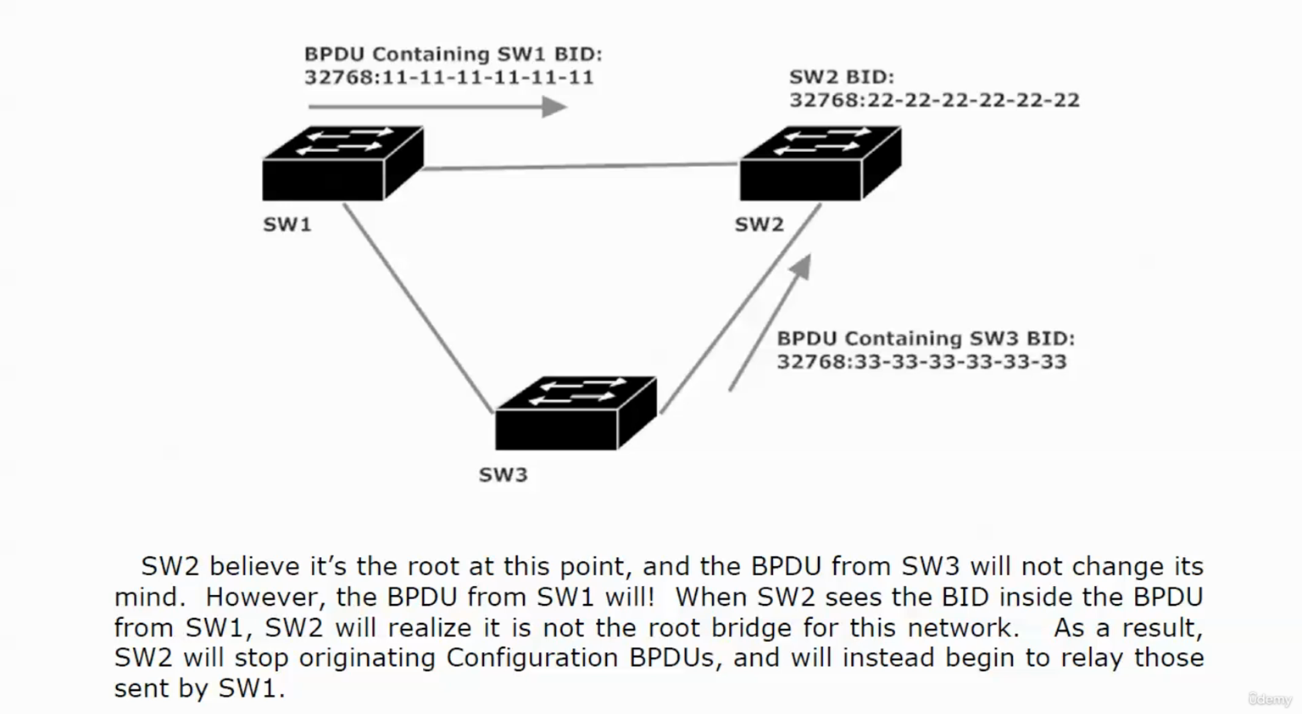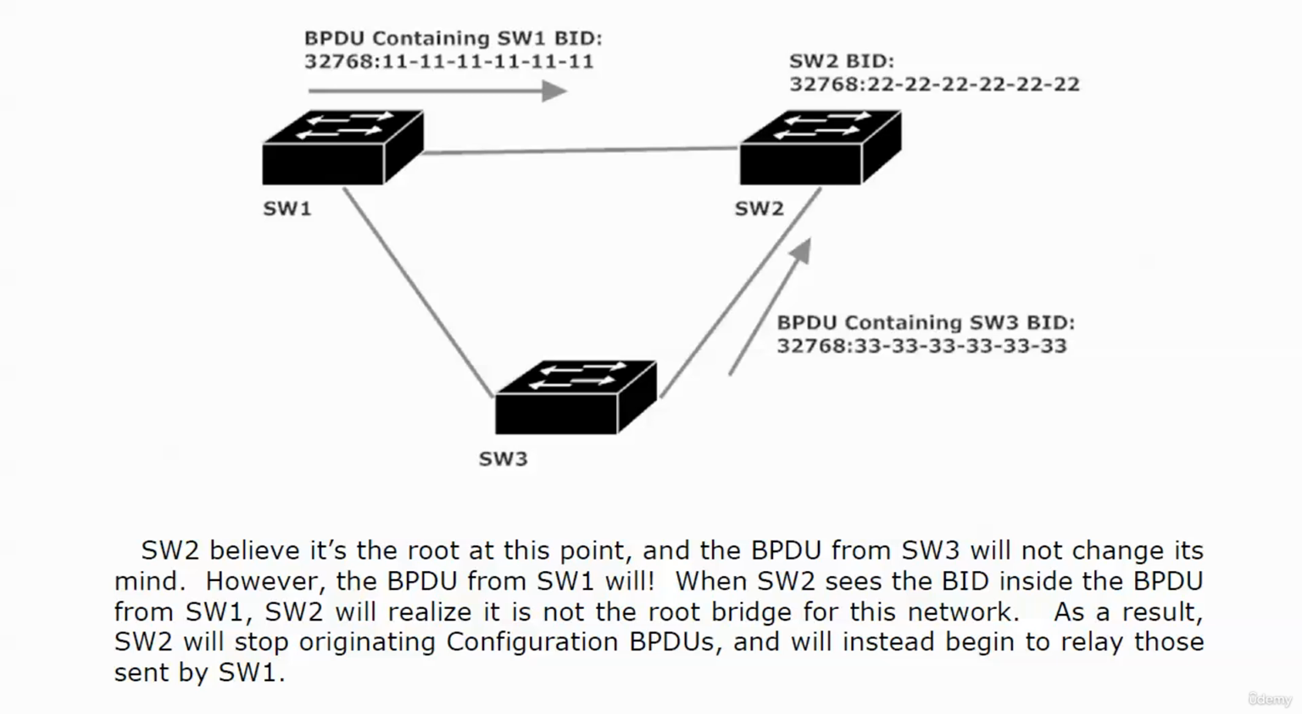Now, how do things look for switch 2? Well, switch 2 has a bid, and it believes it's the root when all 3 switches come online at the same time. The BPDU that's coming in from switch 3 is not going to change its mind, because that BPDU has switch 3's bid. It is an inferior bid, and switch 2 says, hey, I'm still the boss. But when the BPDU comes in from switch 1 and the bid inside is superior to its own, switch 2 says, you know what, I'm not the root. Switch 2 will then do 2 things. It will stop originating configuration BPDUs that announce itself as the root, and instead it'll just start relaying those BPDUs that are sent by switch 1.